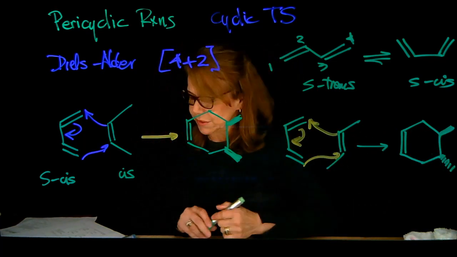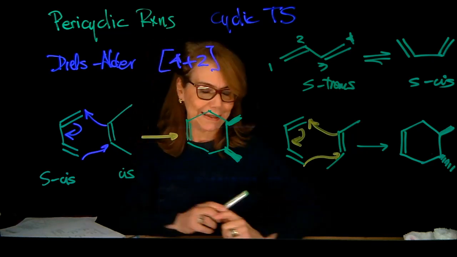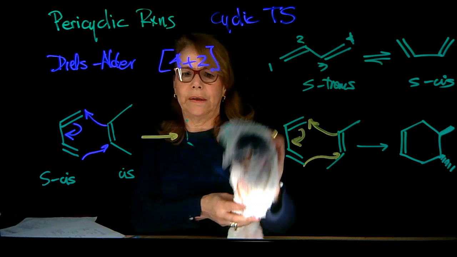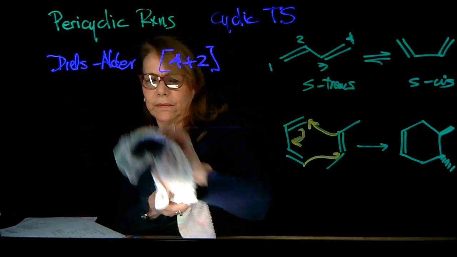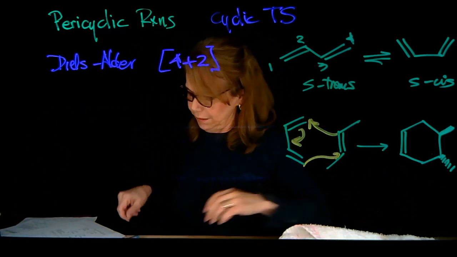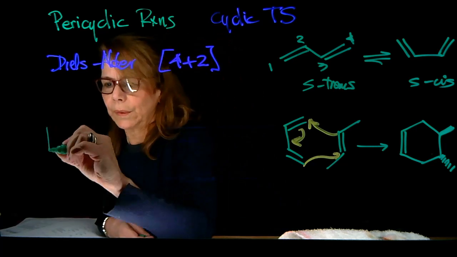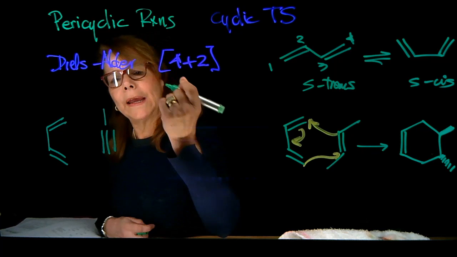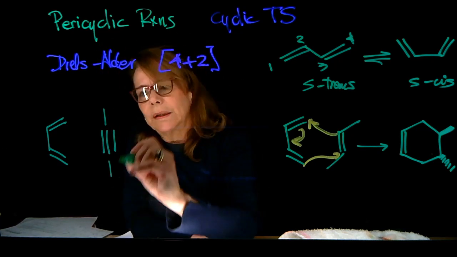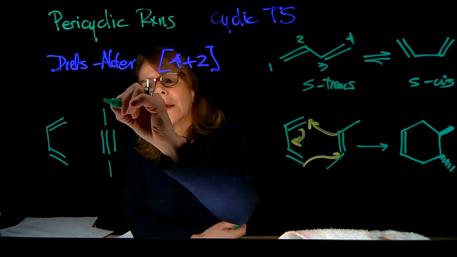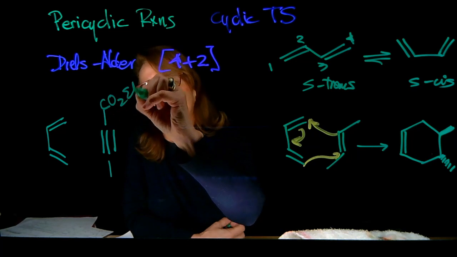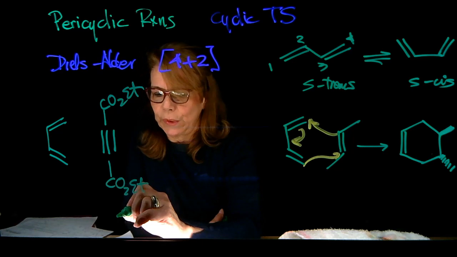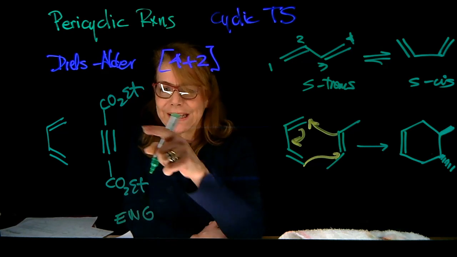Now, this type of reaction can also happen with an alkyne instead of an alkene. Let me draw another example. You have butadiene, same as before. This time I'm going to put an alkyne, and we typically want electron withdrawing groups, so I'm going to add an ester on that side. In the dienophile, this reaction proceeds faster when we have electron withdrawing groups.